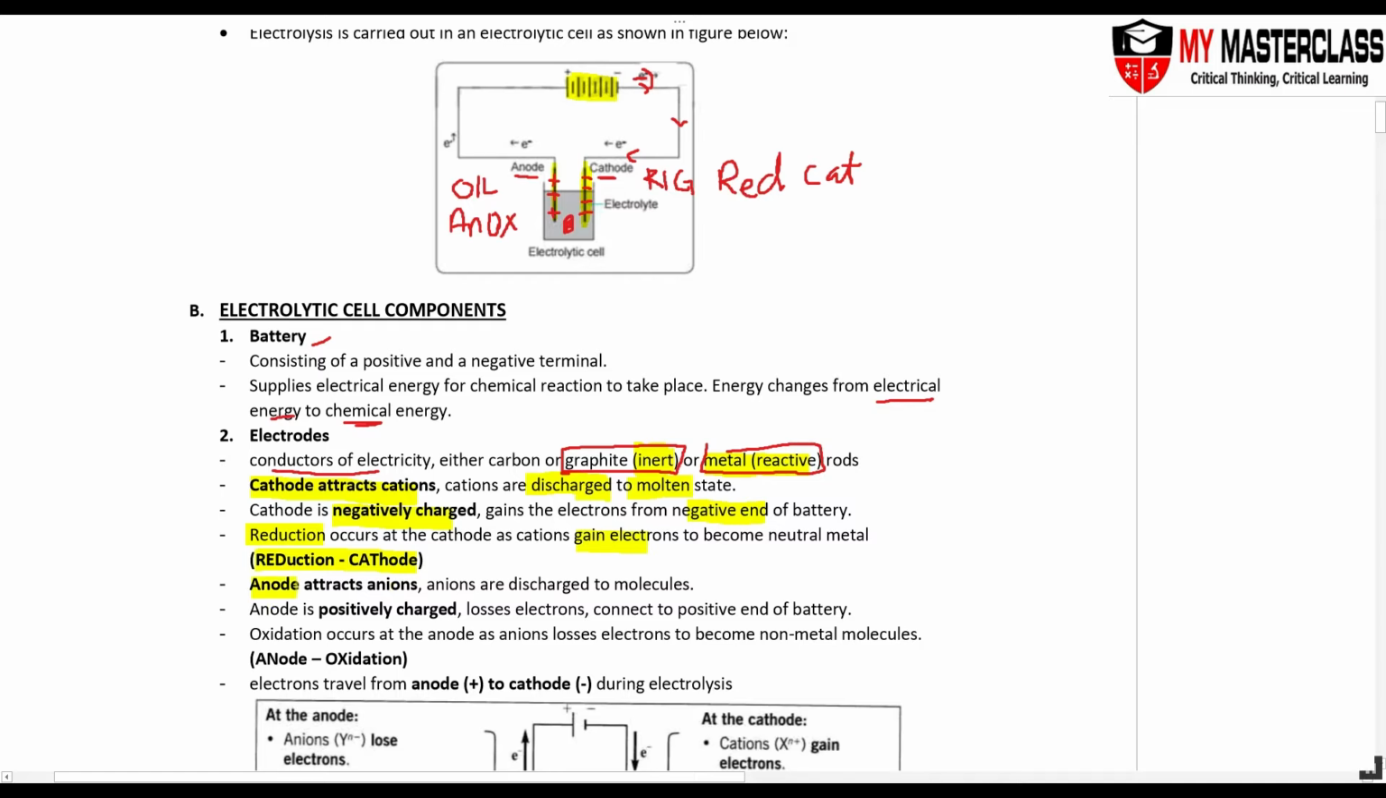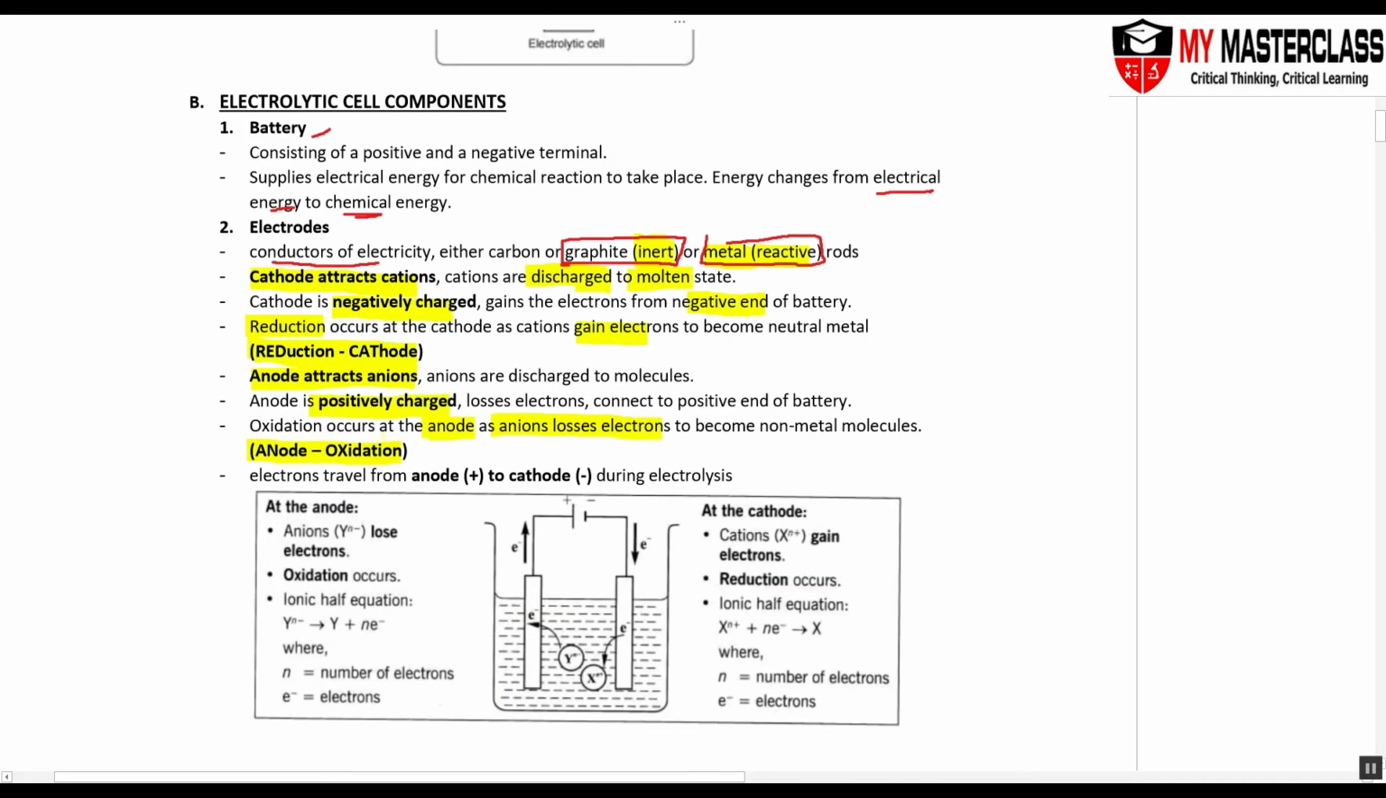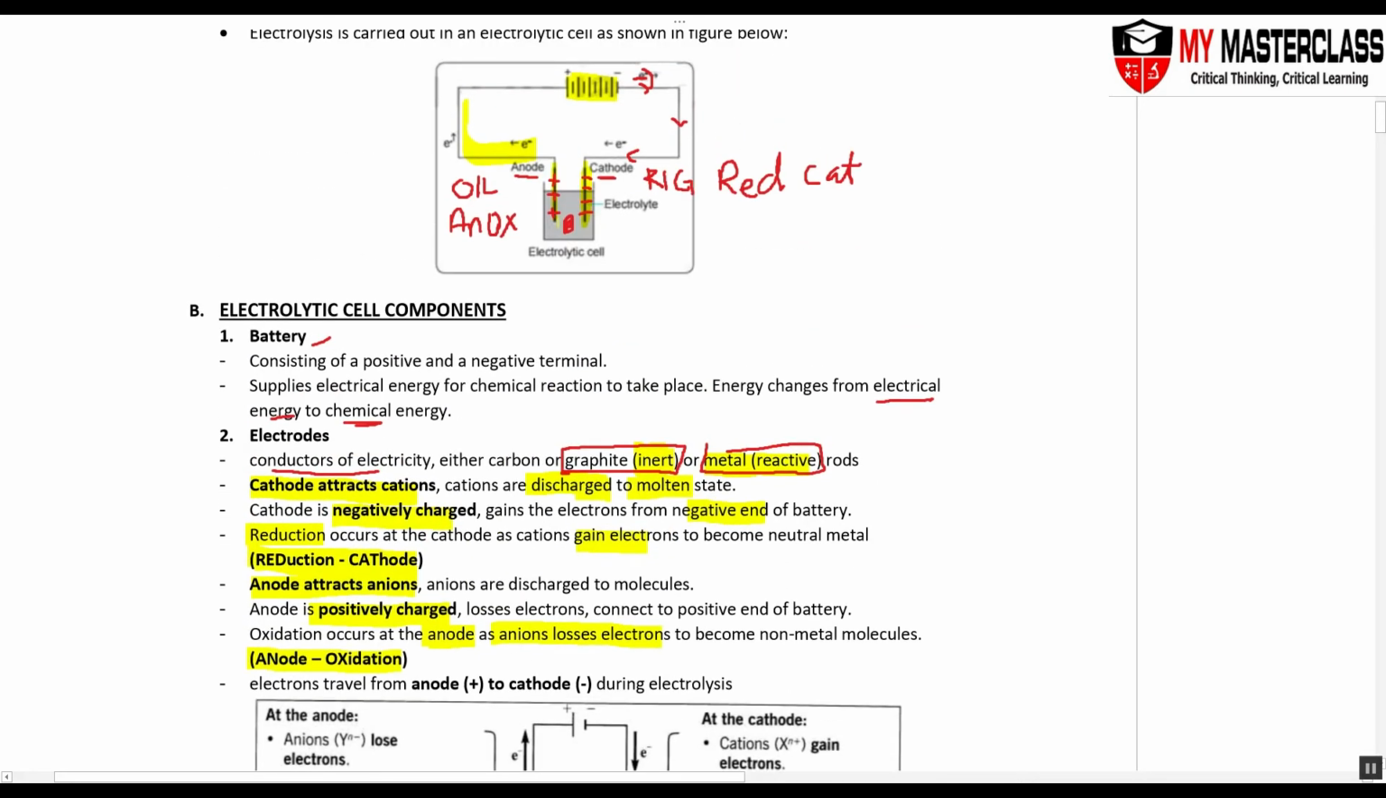The anode attracts the anions. So the positive electrode is the anode. Anode is positively charged because your electrons are flowing out, and it loses electrons. It is connected to the positive end of the battery. Oxidation is losing electrons, so oxidation occurs at the anode. These anions will ultimately lose the electrons to become non-metal molecules. And ox, red cat. Please remember this. Electrons will flow from your anode to the cathode. So let's look at how your electrons flow in the circuit from the anode to the cathode.